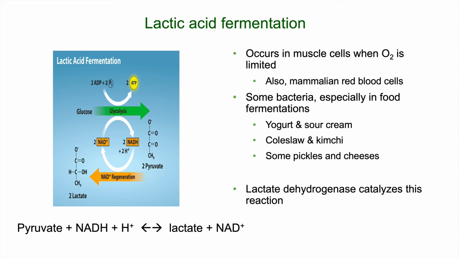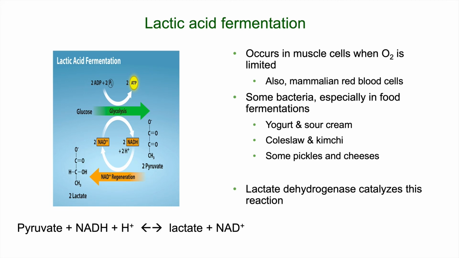We also do this process. There are bacteria, especially in food production, where we're using this fermentation process to create foods that have flavors or textures that we like. We use lactobacilli that are capable of lactic acid fermentation to turn milk into yogurt and sour cream, to turn cabbage into coleslaw or kimchi, to turn cucumbers into some types of pickles, and to turn milk products into some types of cheeses.